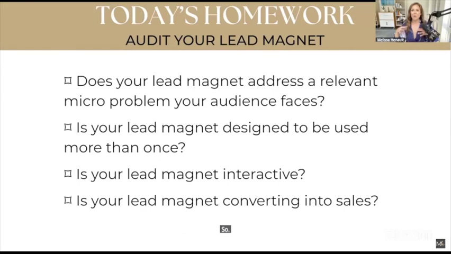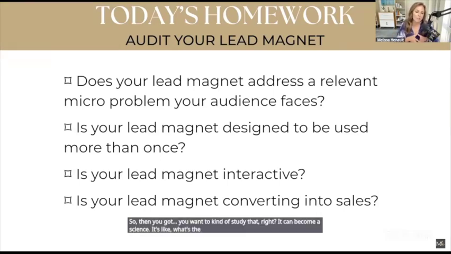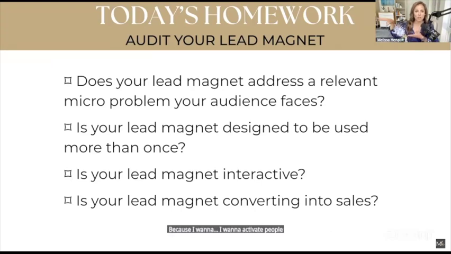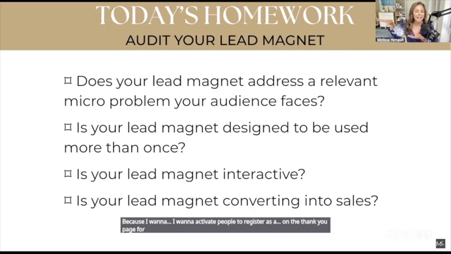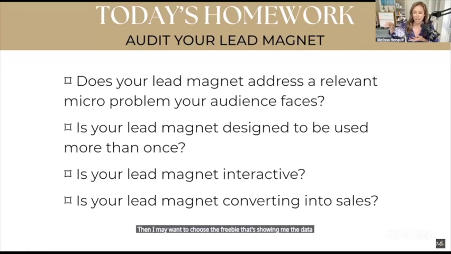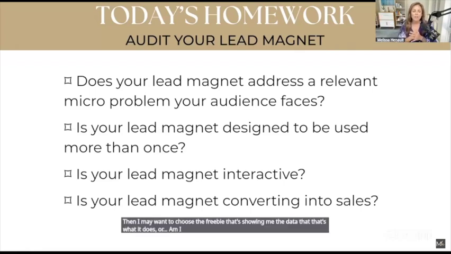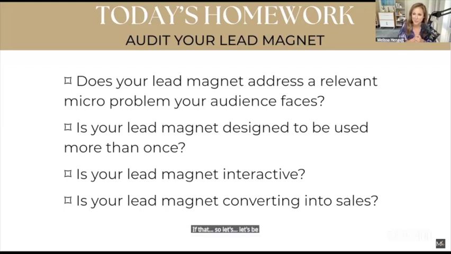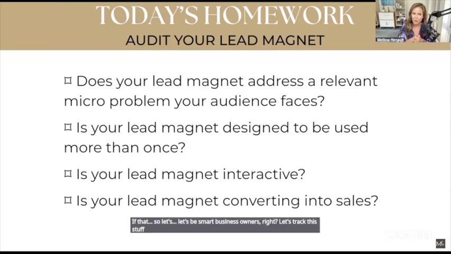So then you want to study that, right? It can become a science. What's the purpose this week or this month? Am I pushing a freebie because I want to activate people to register on the thank you page for a master class? Then I may want to choose the freebie that the data shows does that. Or am I really focused this month on hyper growing my email list? Out of all my freebies, this one I know has the highest opt-in rate. So let's be smart business owners, right? Let's track this stuff and quit throwing spaghetti against a wall when we create these things, right?